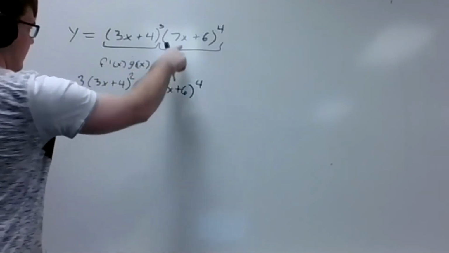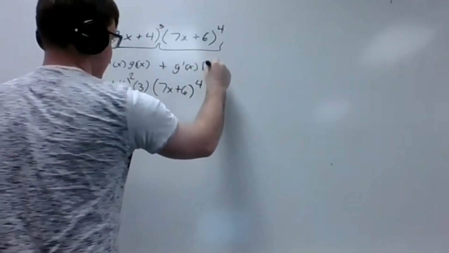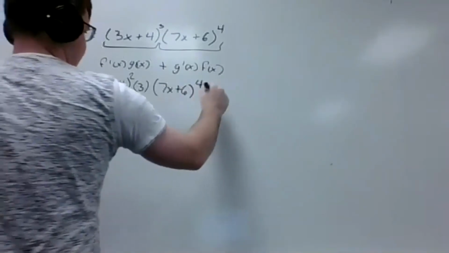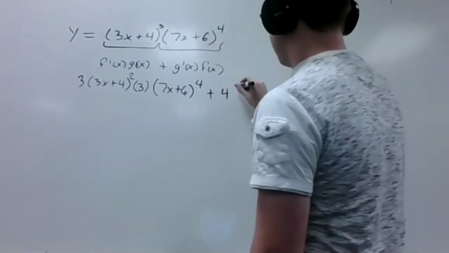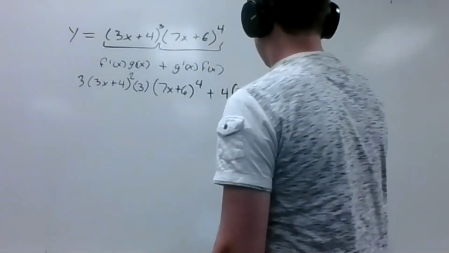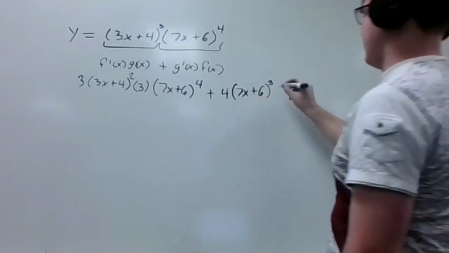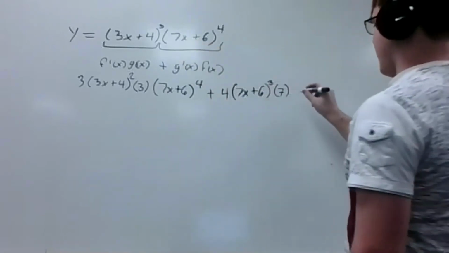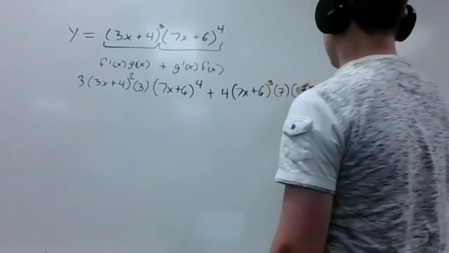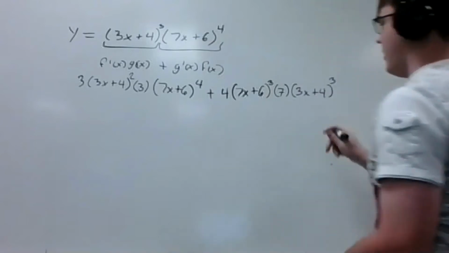And then we have to do it the other way. So g prime of x, f of x. So now we'll have this plus, and we'll do it here. So we have this 4 times 7x plus 6 to the third power. And then once again, we have to chain it. So we'll have to times that by a 7. And then we'll times that by our f of x function. So 3x plus 4 to the third power.